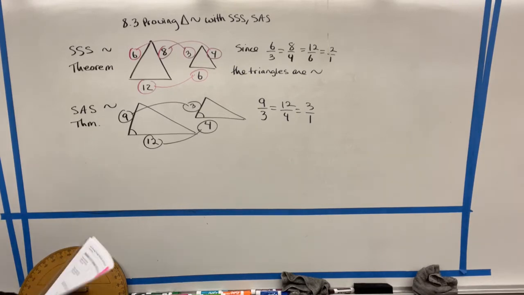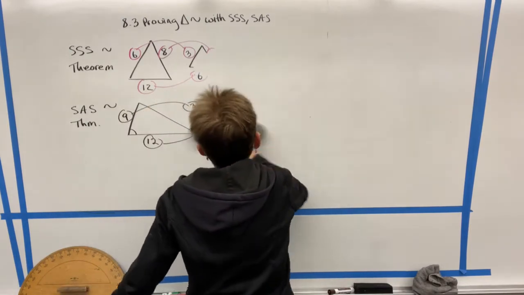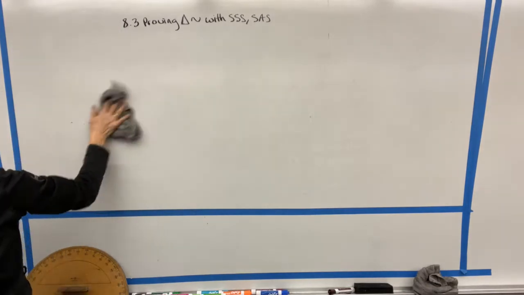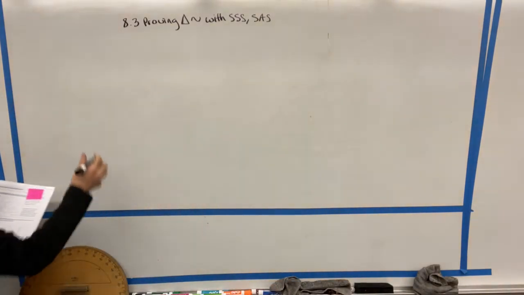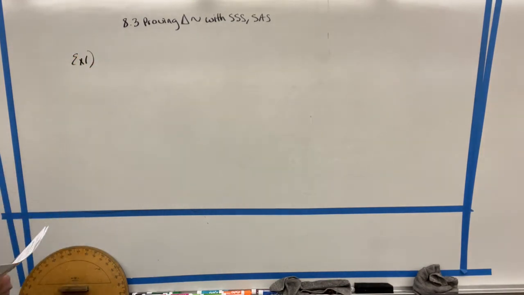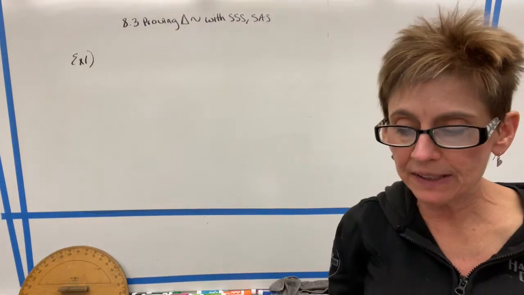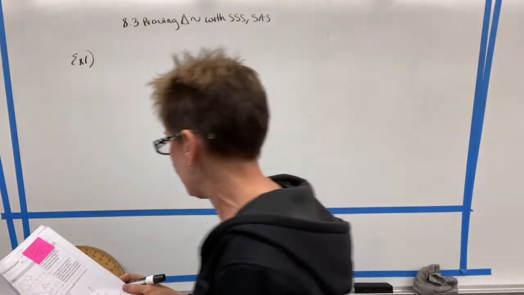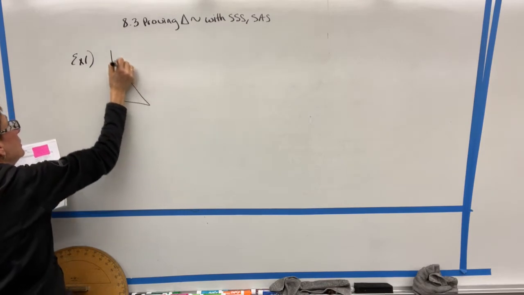All right, so let's do just a few examples of these theorems, and then you guys will be good to go for the notes for today. So let's go ahead and look at example number 1. The directions say, use the given information to determine whether each pair of triangles is similar. If so, write a similarity statement and justify your answer. All right, so let's draw our two triangles.